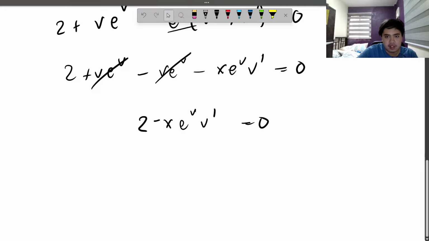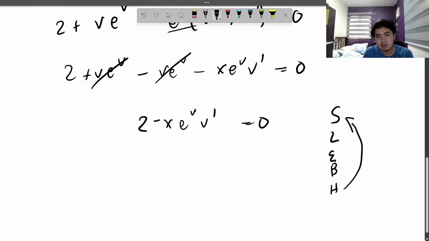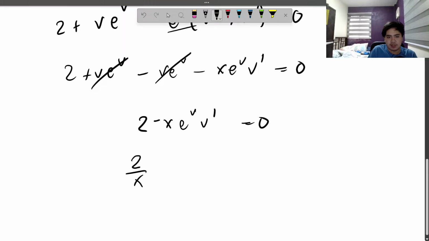Now this is separable. Homogeneous usually wants to go separable, and so is linear, but linear is a different story. So we're now on the separable part of the homogeneous equation. This is easy. We just divide both sides by x to separate x from v, and we get this.